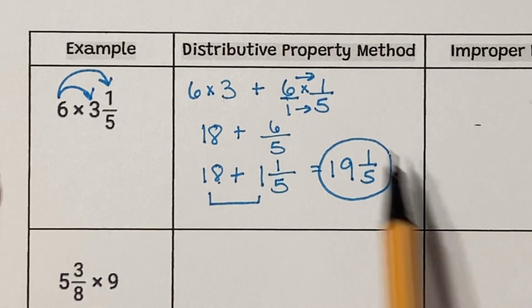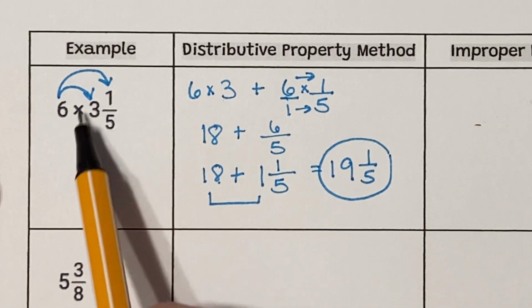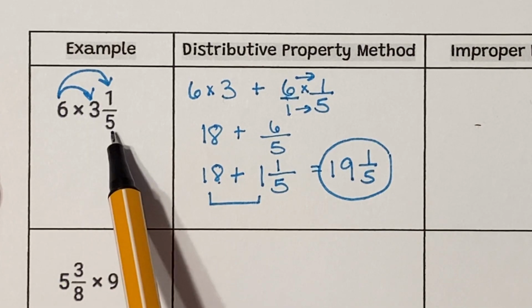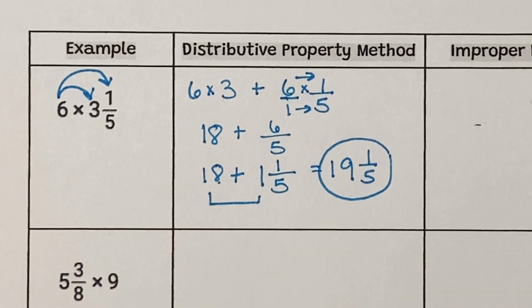Great, does that make sense? Well, I have 6 times a little over 3. Well, 6 times 3 is 18. I should get a little over 18. Yep, I got over 18.